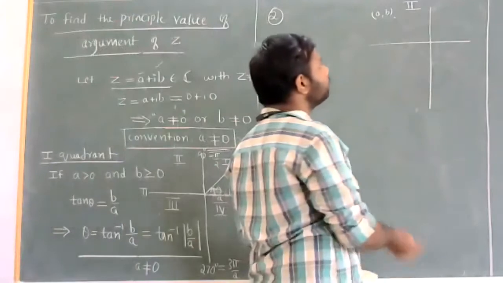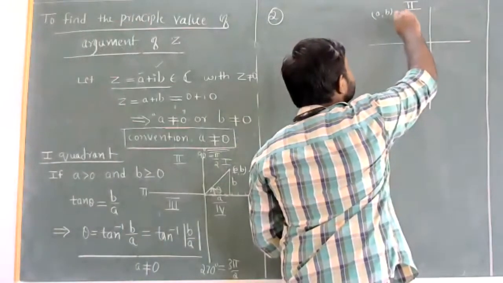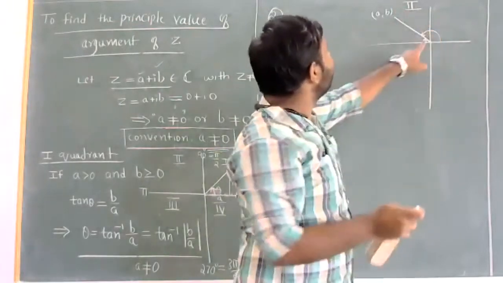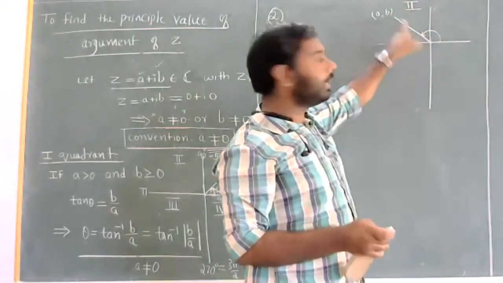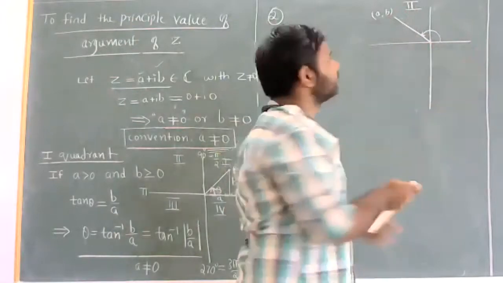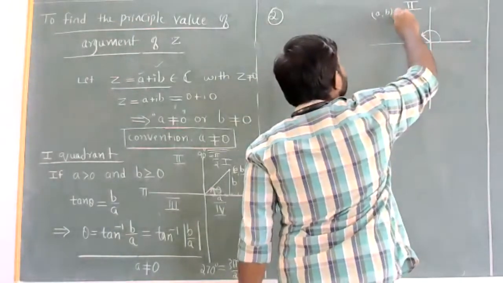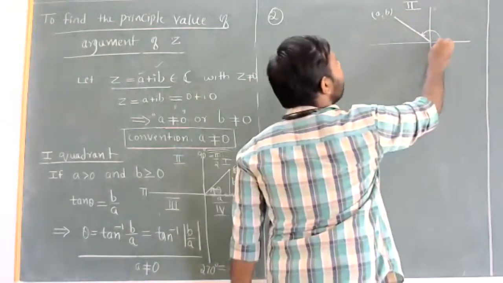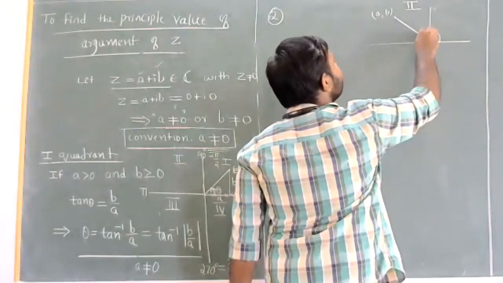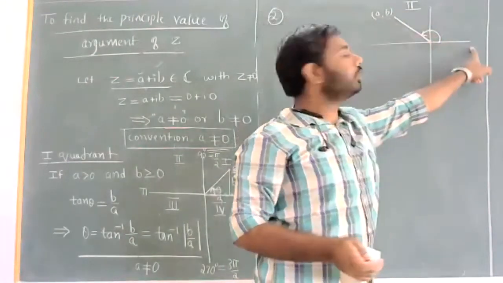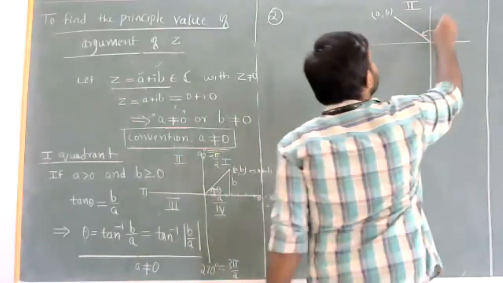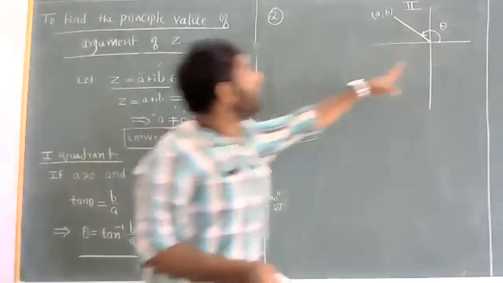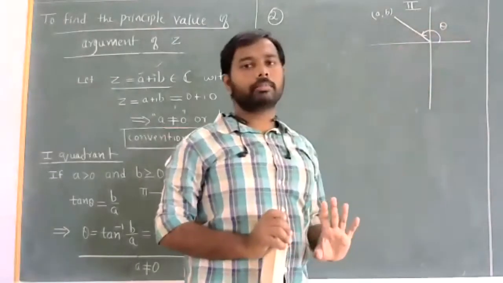So the argument of Z means it is the angle subtended by the line joining the point A comma B and the origin with respect to the positive real axis. So I have to join these 2 points, origin and the point. Then I have to measure the angle subtended by this line with respect to the positive real axis. Then that angle will be nothing but the argument of Z. So if I measure this angle, I will get the argument of Z.